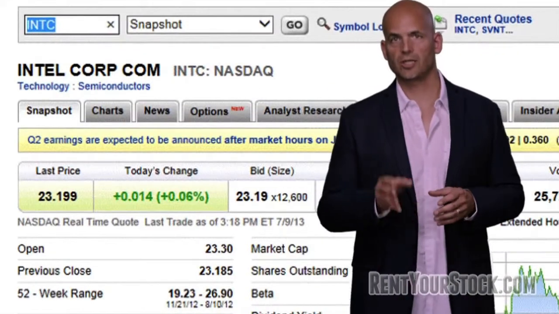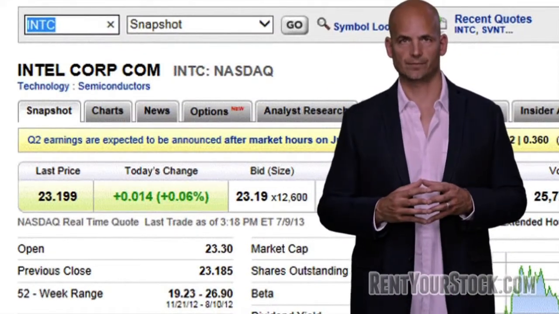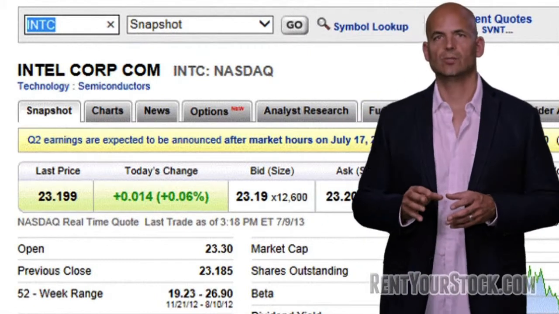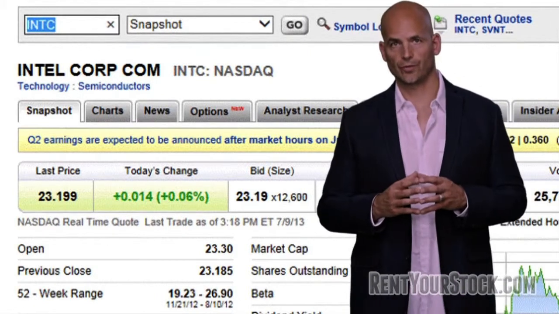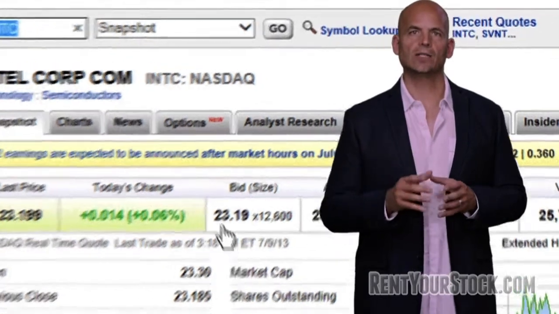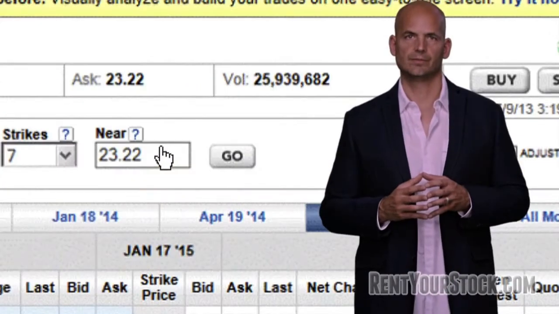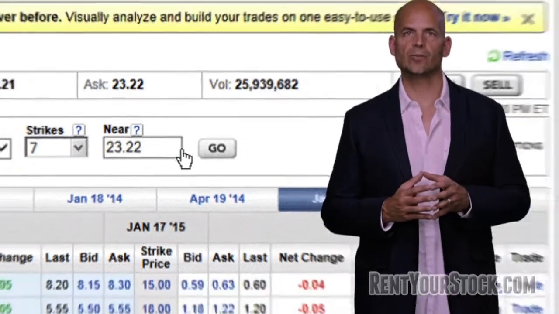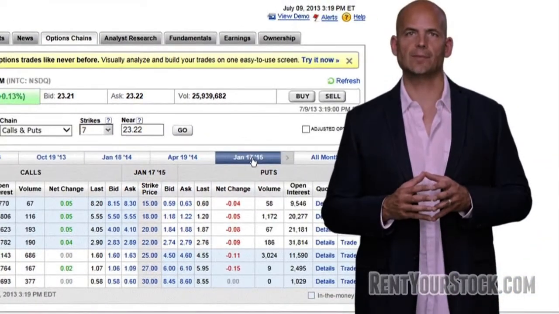Now that you understand what writing covered calls means, we can actually walk through how to execute a stock rental trade. Please note that options involve risk and are not suitable for all investors. First, let's look up Intel again, ticker symbol INTC. I like using E-Trade, but you can use whichever online broker you prefer. Assuming we already own Intel stock, go ahead and click the Options tab. Next, scroll over and find the January 17th, 2015 tab and click it.